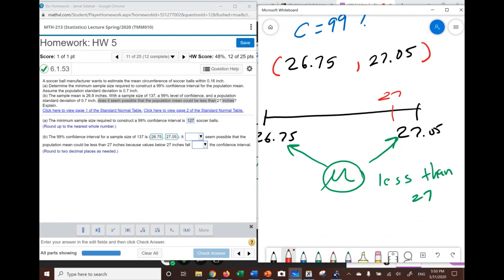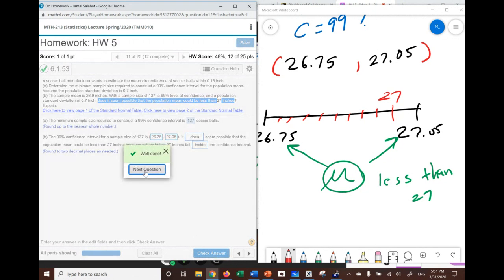Yes, if here is 27, it can be here, here, here, here. Yes, it can be anywhere less than 27. Yes, it can be above 27, but it can also be less than 27. So the answer, yes, it does seem possible that the population mean could be less than 27. Because values below 27, what about them? Lots of values below 27 fall inside the interval. So yes, there is a possibility that the mean can be less than 27. Let's check and see. And that is a correct answer.